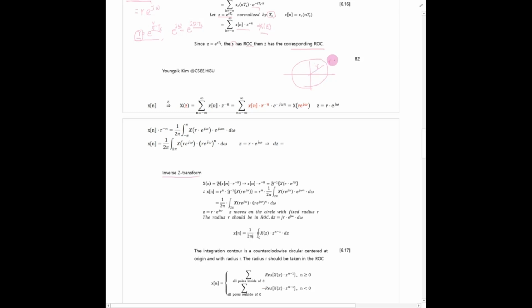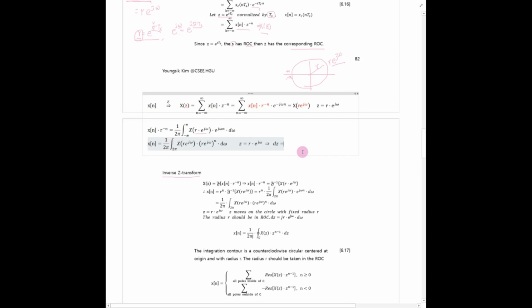So this is r e to the j omega. We are taking the integration over this circle from angle minus pi all the way down to pi. That's the 2 pi range. So we are taking integration over the circle. So r is constant, so dz is only a function of omega.